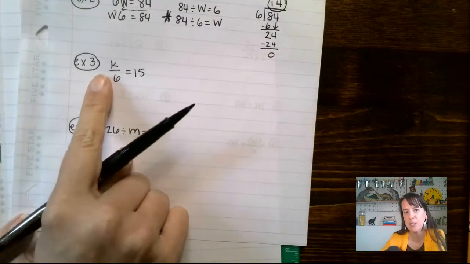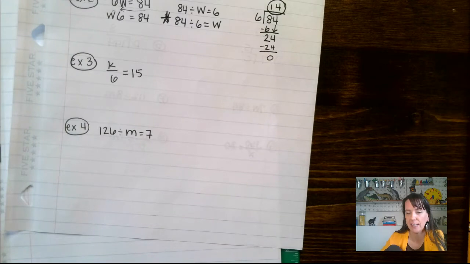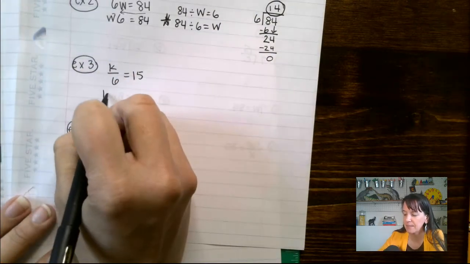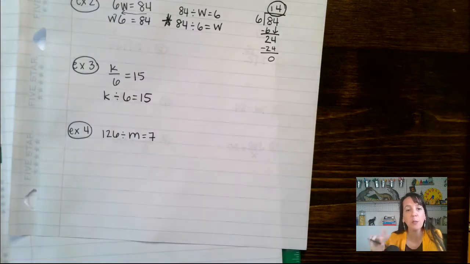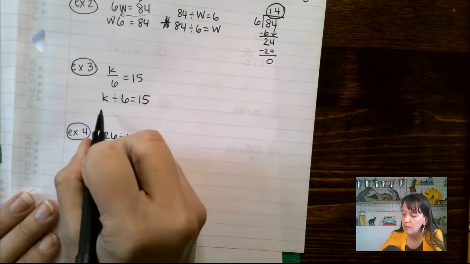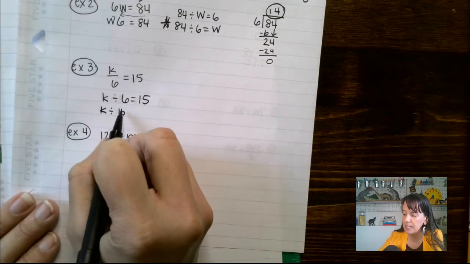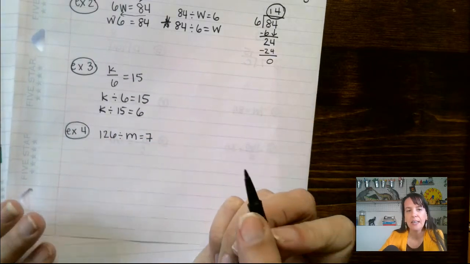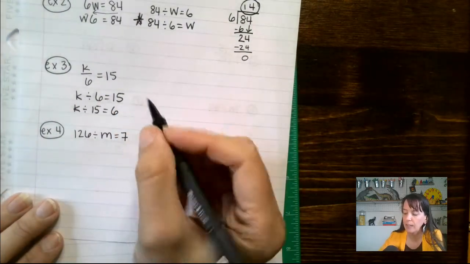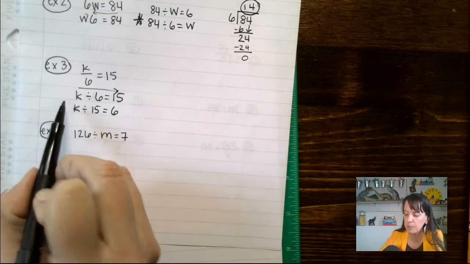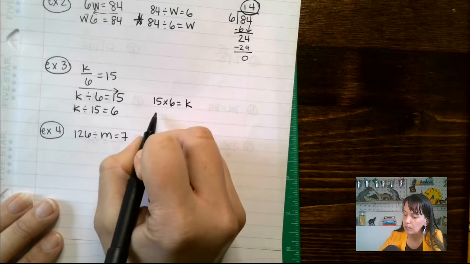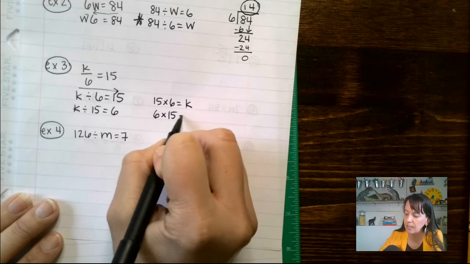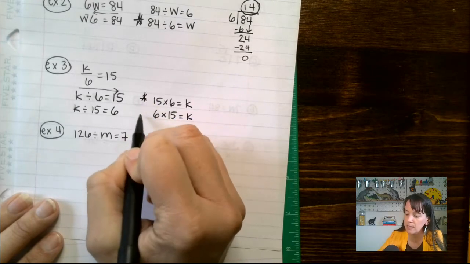Okay, this is a division problem, and division can be written multiple ways. This is the same thing as this. k divided by 6 equals 15. Now remember, with division we can flop the last two. So k divided by 15 equals 6. Now because we divide in this direction, we multiply in this one. So we get 15 times 6 equals k, or 6 times 15 equals k. So we can use either one of these in order to do it.